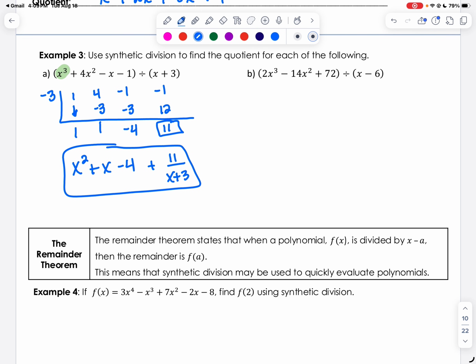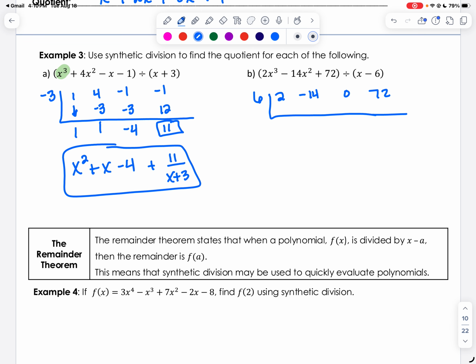All right, now I want you to try problem B on your own, but I do want you to note that there is a missing term. So when we set it up, the 0 here of x minus 6 would be positive 6. When we set this up, we'll have 2x cubed minus 14x squared plus 0x, so we just need the 0, and then 72.